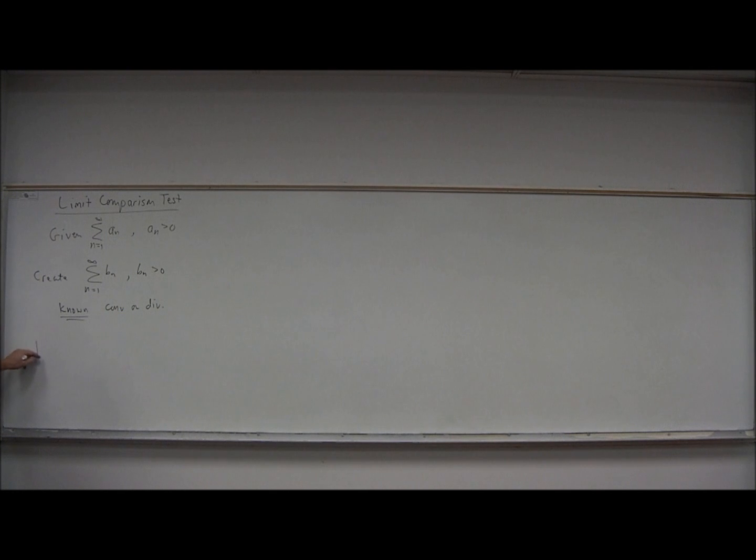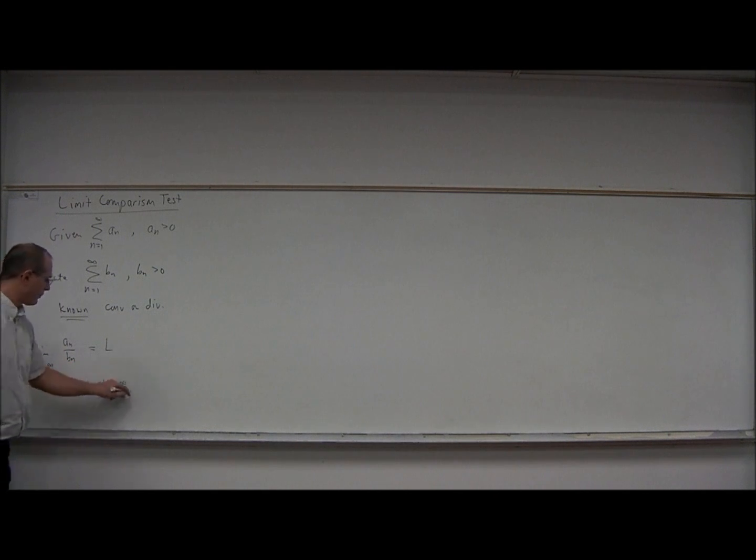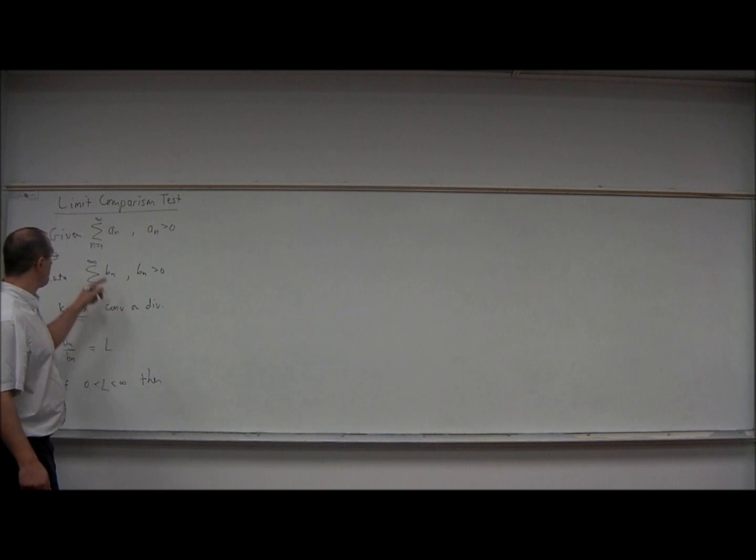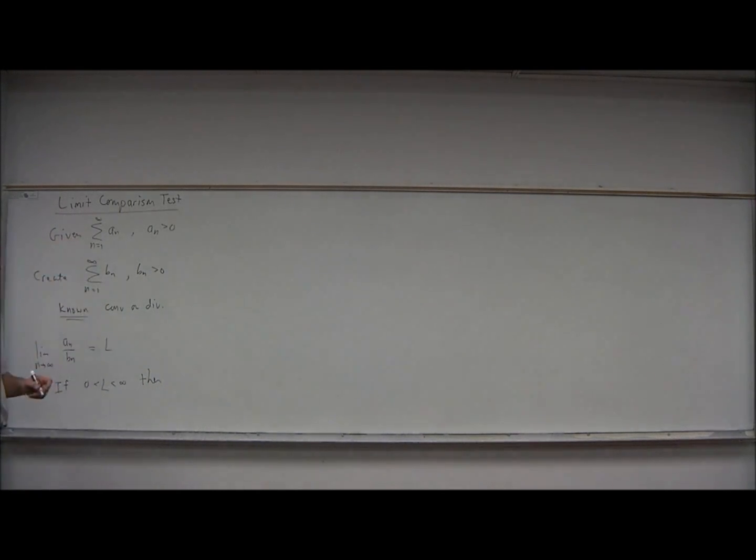Then we consider the following limit: the limit as n goes to infinity of an over bn. And we suppose that that limit is L. Then the conclusion for the limit comparison test is as follows. If L is any positive number, then both series, the summation of an and the summation of bn, will do the same thing.